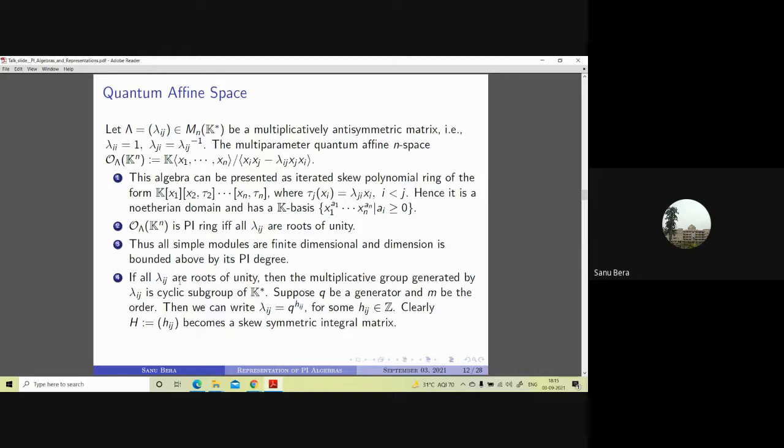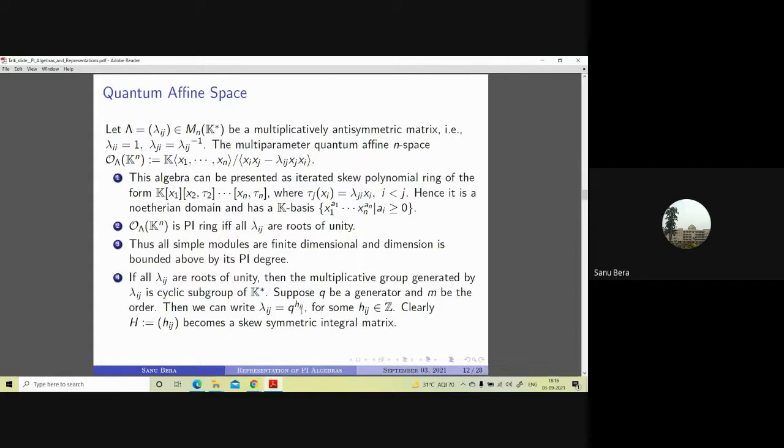Suppose the lambda_ij are roots of unity, so there are some finite number of lambda_ij. They form a multiplicative subgroup of K star, that is, a finite subgroup of K star, which will be cyclic. Suppose q is the generator of that cyclic group generated by the lambda_ij, and m is its order. Then we can write lambda_ij in terms of the generator.